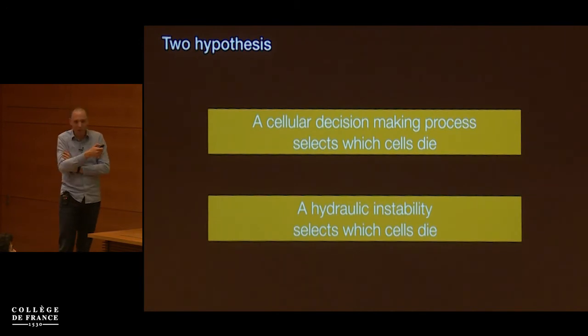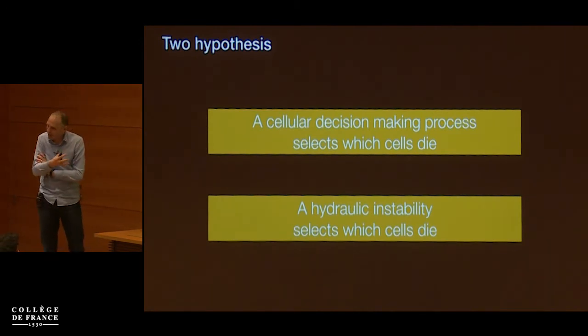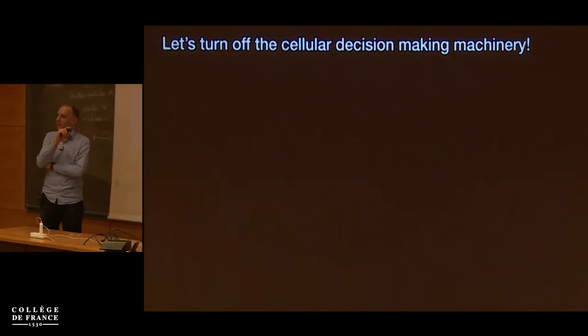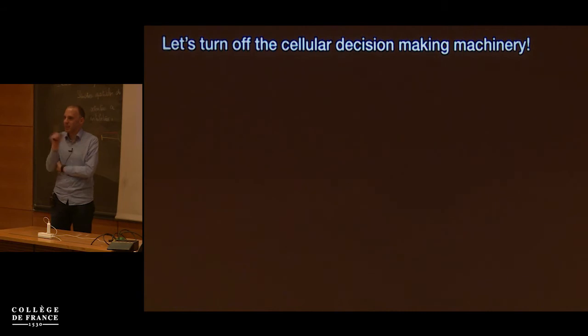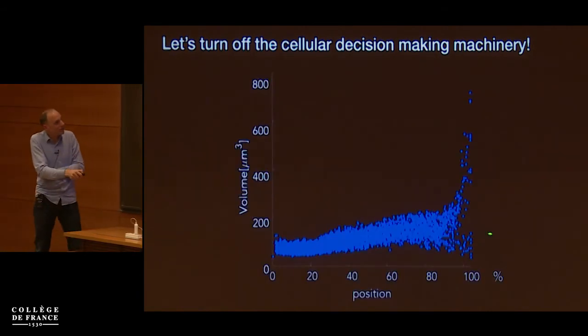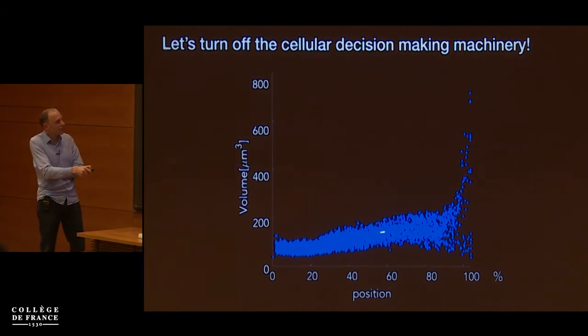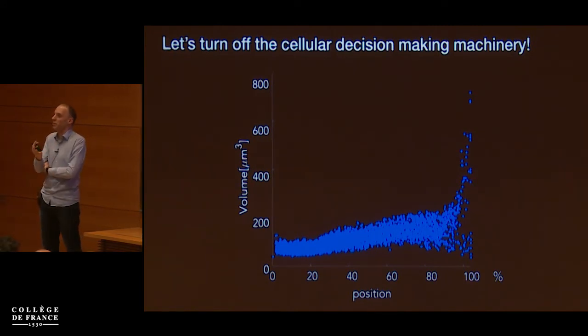But is it proof? Or can we perform another experiment that adds a bit more credence to this hypothesis that it's actually a hydraulic instability? Well, another thing we can do is we can turn off the cell decision-making machinery. That makes a very precise prediction, because if this splitting was driven by some cell decision-making process, and the ones that are fated to die become small, if I turned off the cell decision-making machinery, you should no longer see small cells. They should all become large.